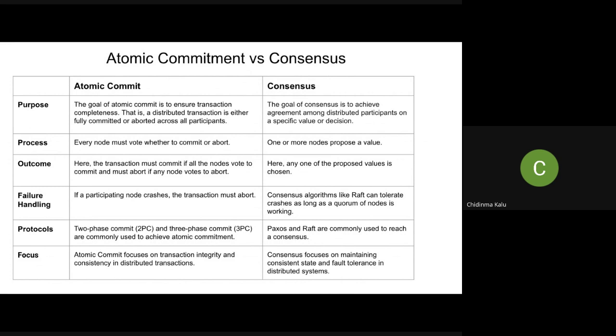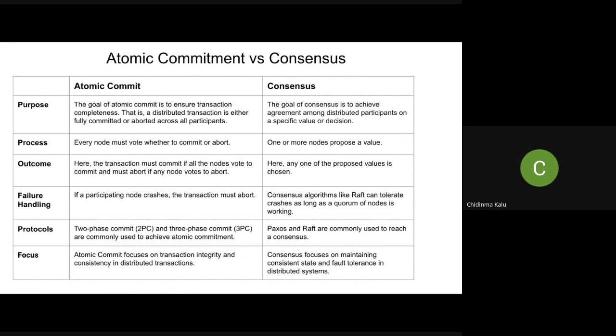So basically, we talked about the purpose of both atomic commit and consensus. The process for atomic commit is every node must vote whether to commit or abort. However, in consensus, I think we'll talk about consensus next week. But yeah, one or more nodes propose a value. The outcome in atomic commit is that the transaction must commit if all the nodes vote to commit and must abort if all nodes vote to abort. In consensus, any of the proposed values is chosen.